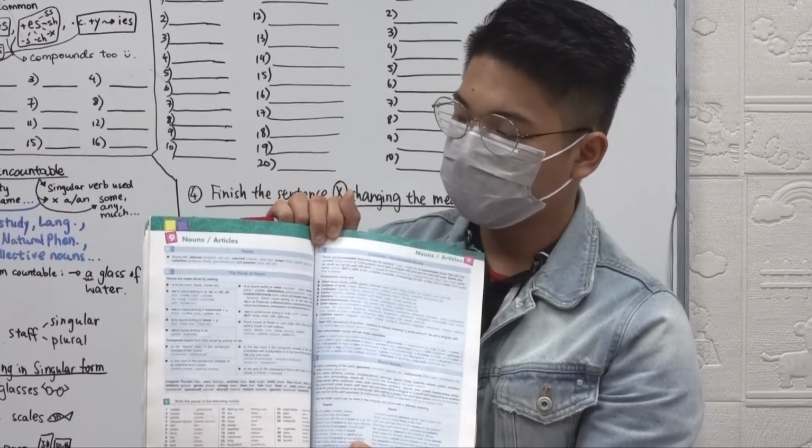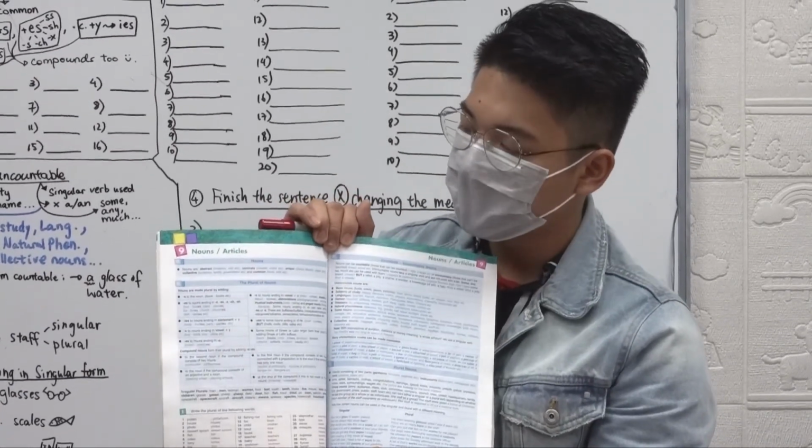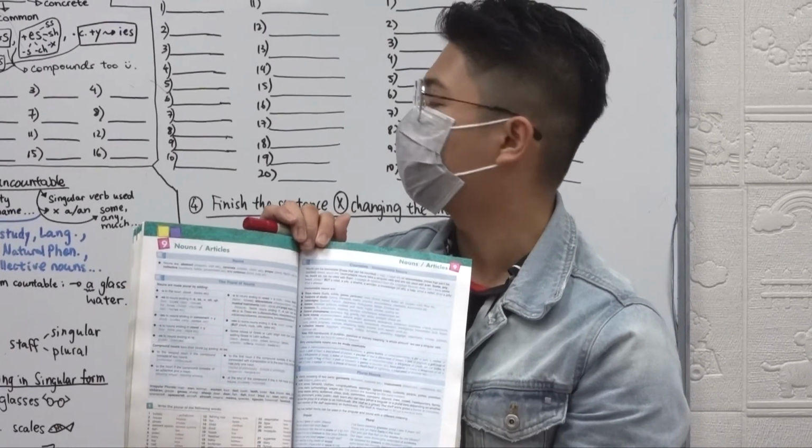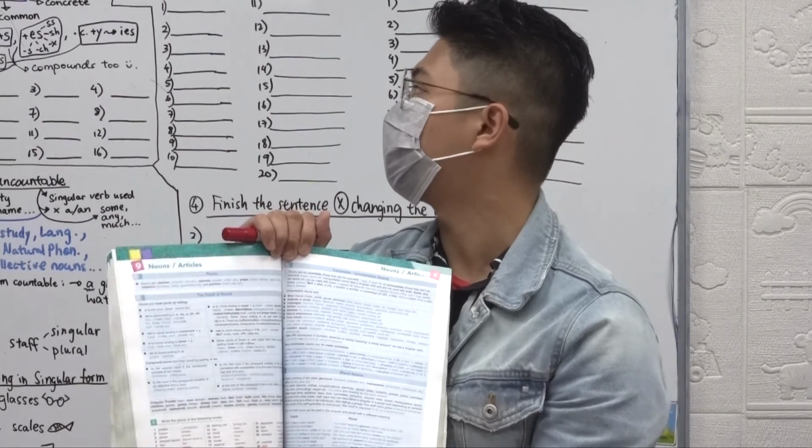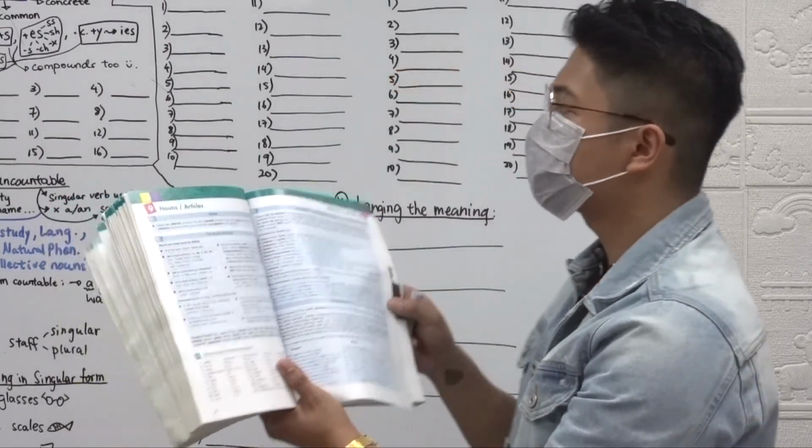All right, 144, look at the title. The title says nouns or articles or nouns. Sometimes these two are synonymous, but other times they're not. So let's try to look at the table.